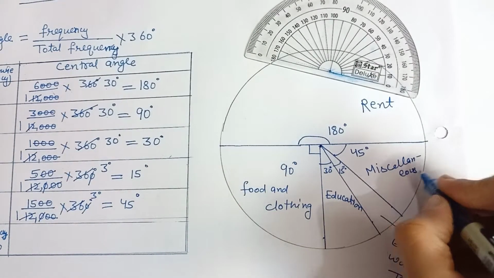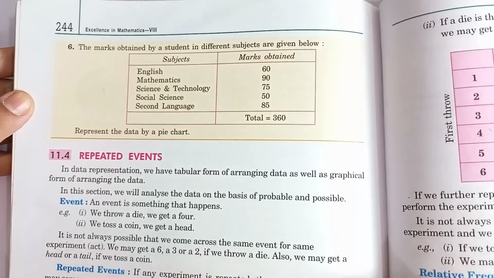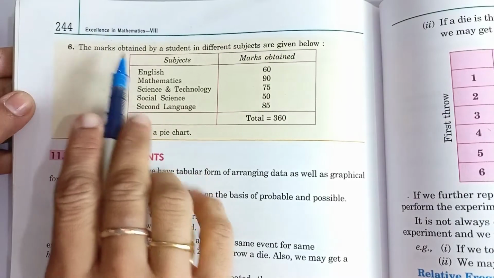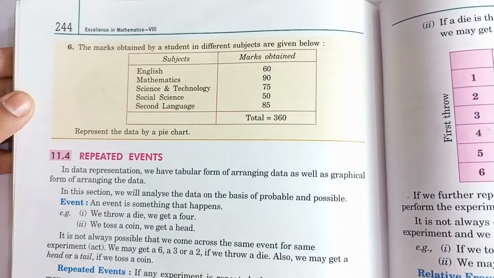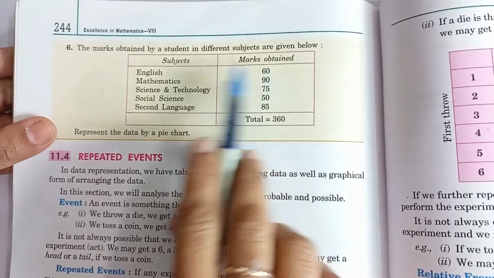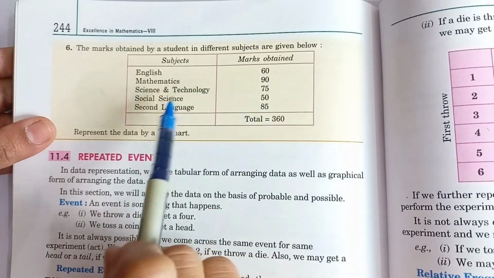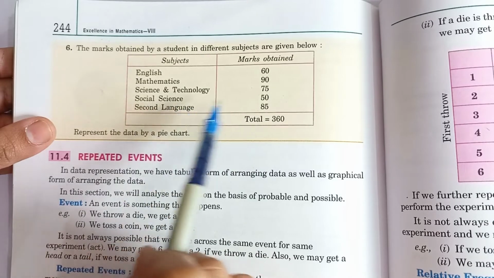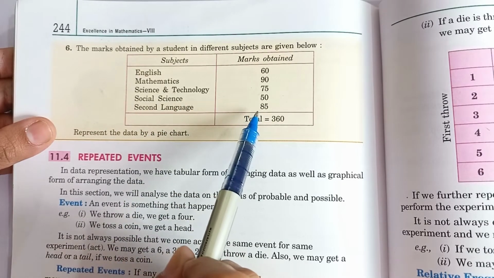So the pie chart for this question is complete. So let us do one more question of pie chart. The question is, the marks obtained by a student in different subjects are given below. These are the subject names and these are the marks obtained. In English, 60 marks; Mathematics, 90; Science and Technology, 75; Social Science, 50; and Second Language, 85.